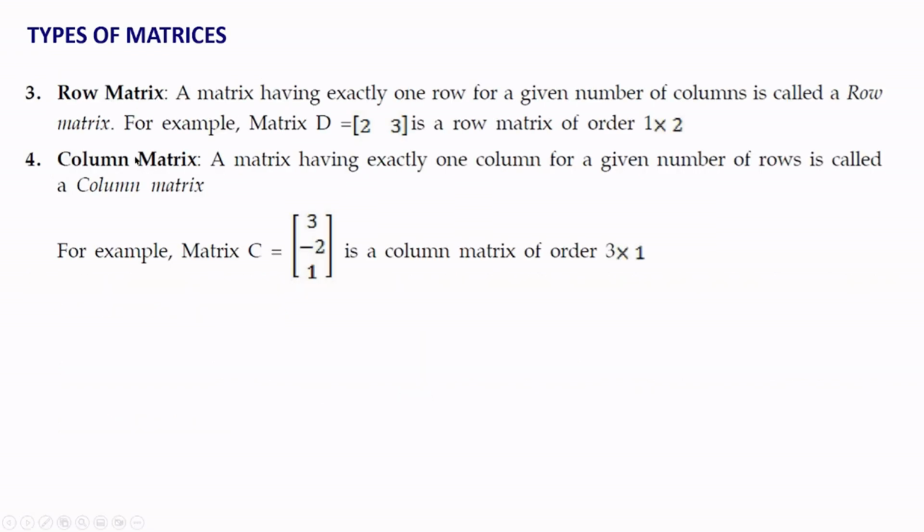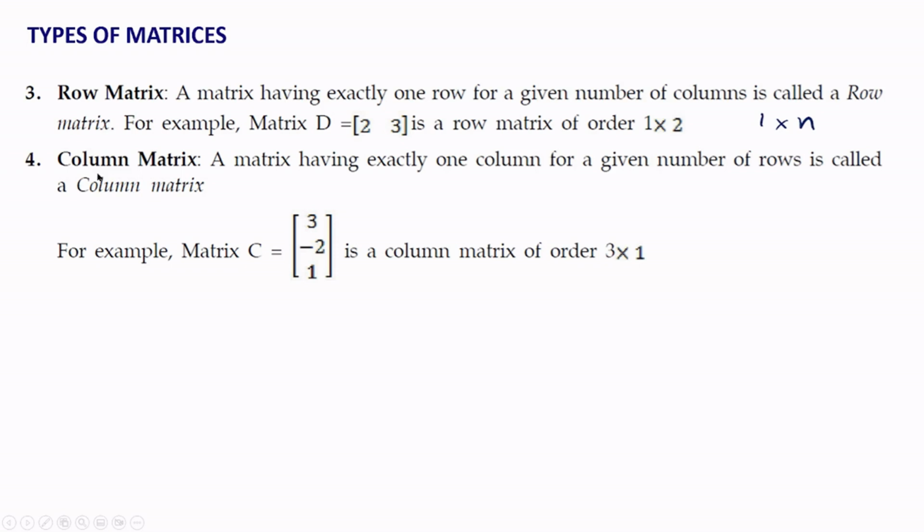And next we have the row matrix. If a matrix has only one row, then it is called a row matrix. Say for example, this matrix D is a row matrix of order 1 by 2. So if we have n elements in a row matrix, then the order is given by 1 by n.